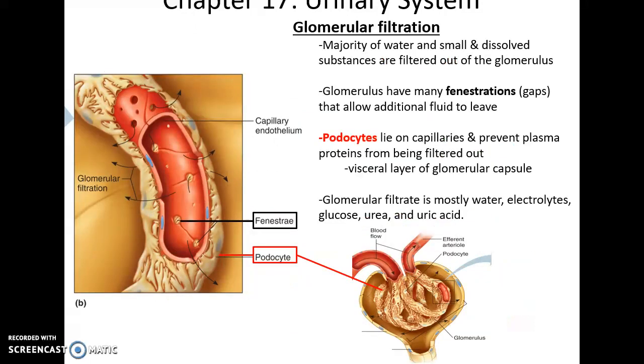So glomerular filtration in the glomerular capsule. It turns out the glomerulus, the blood capillaries, actually have lots of fenestrations, so they allow additional fluid and materials to leave. And then there are the cells called podocytes that wrap around the capillaries, and they help to restrict the size of things that can leave. This way, proteins should not leave the bloodstream, but water, small nutrients, wastes, and electrolytes will be able to leave.